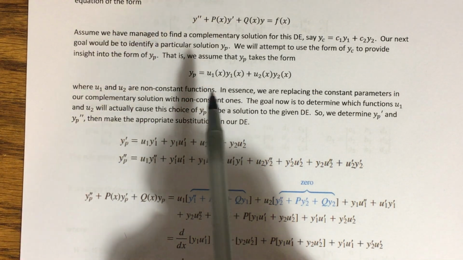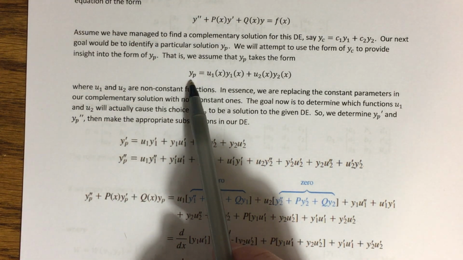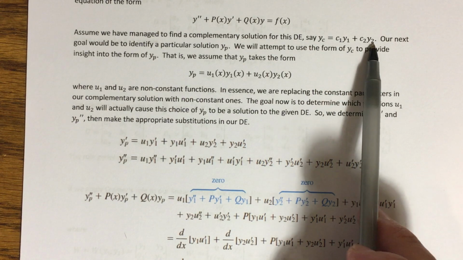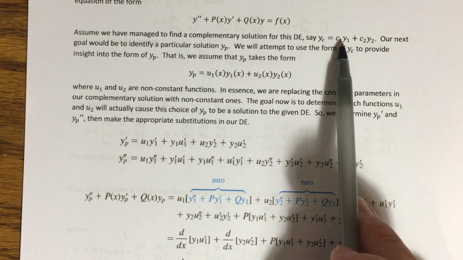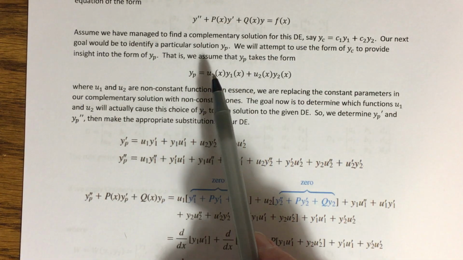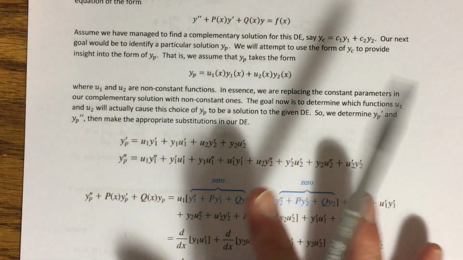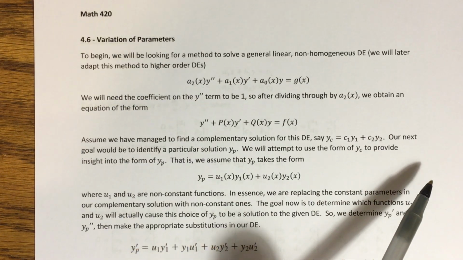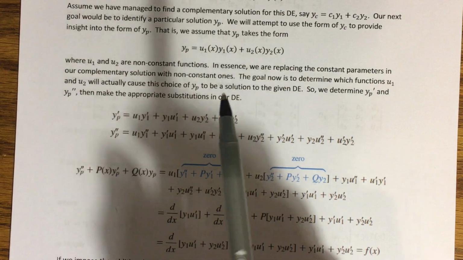So that's what we're doing. We're going to assume that we've managed to find a particular solution that looks like our complementary solution, but we've replaced our constant parameters with these variable parameters. And this is where the term variation of parameters comes from. That's where this technique comes from.